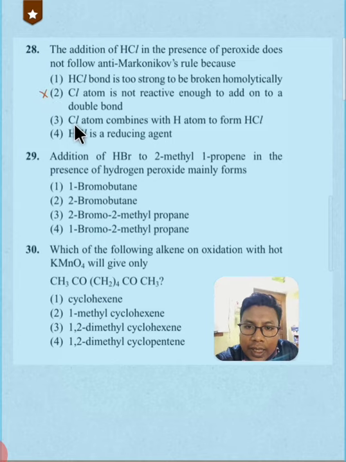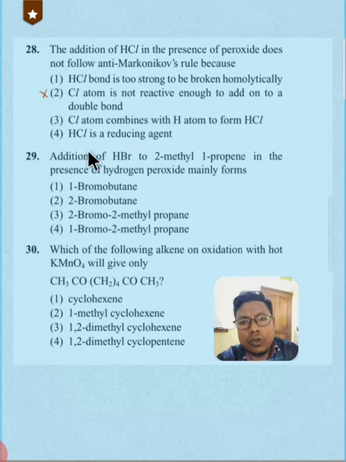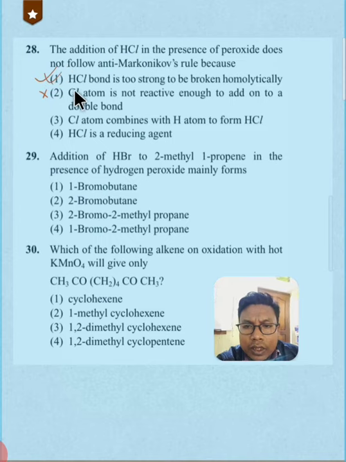Cl atom combines with hydrogen atom to form HCl. This is also not correct. HCl is a reducing agent. This is also not correct. So the most correct one, from the given options, will be A. HCl bond is too strong to be broken homolytically.